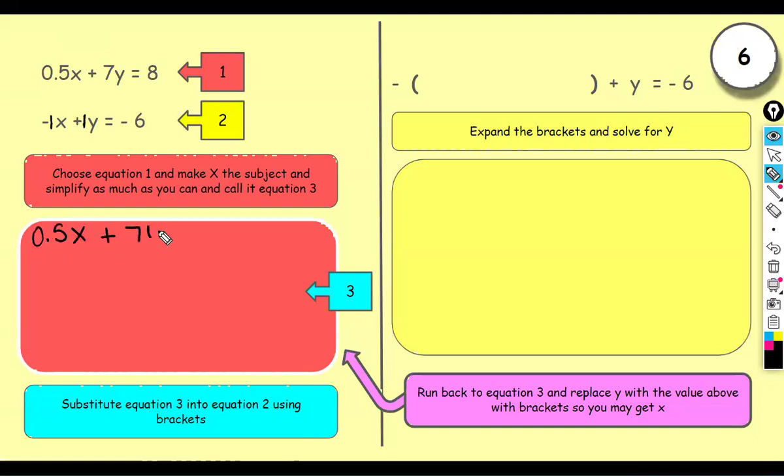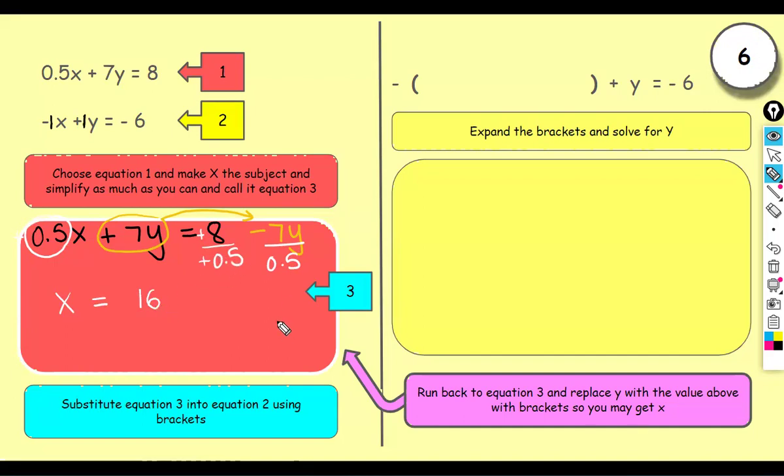0.5x plus 7y is equal to 8. All right, so we're going to take positive 7.5, get minus 7y, and then we divide everyone by what? We divide everyone by positive 0.5. That should give us equation 3. 8 divided by 0.5, I hope you all got 16 on that calculator.